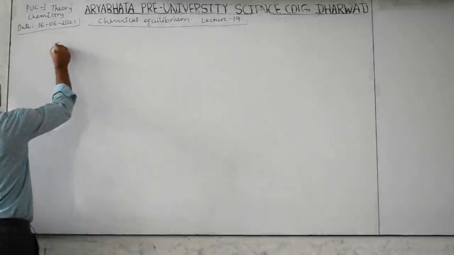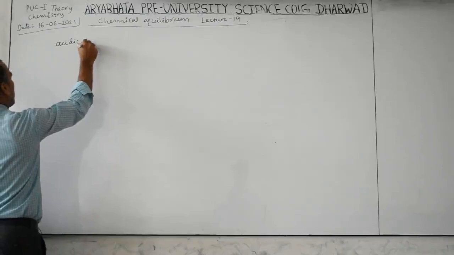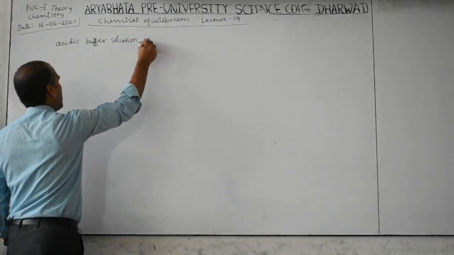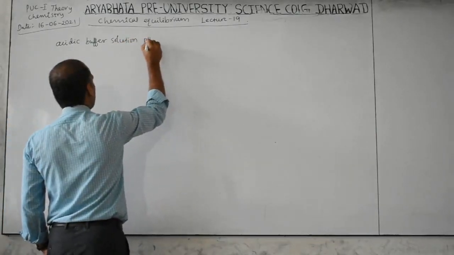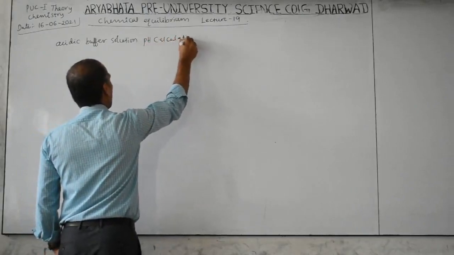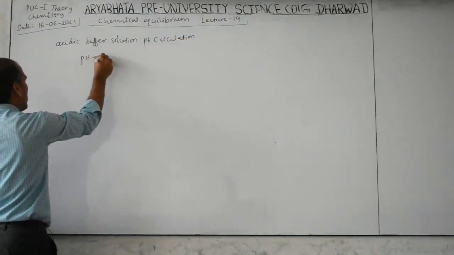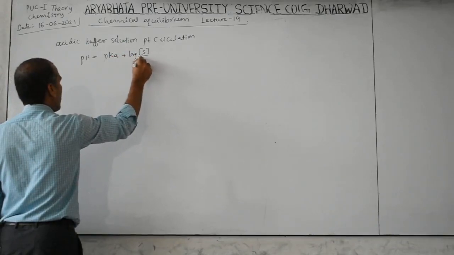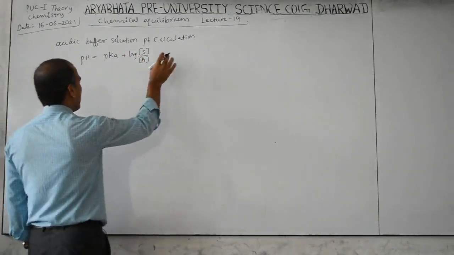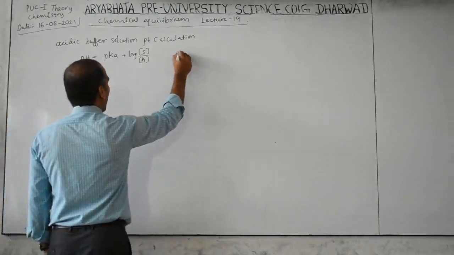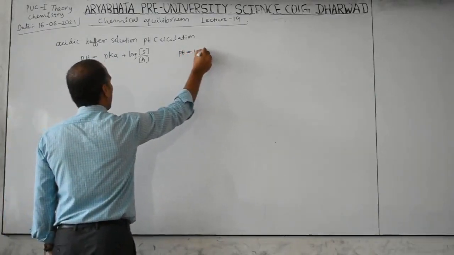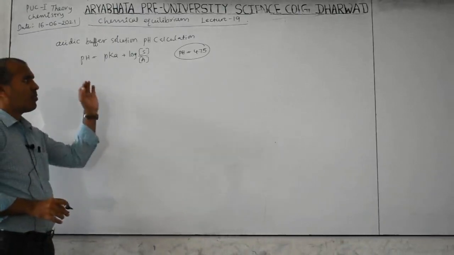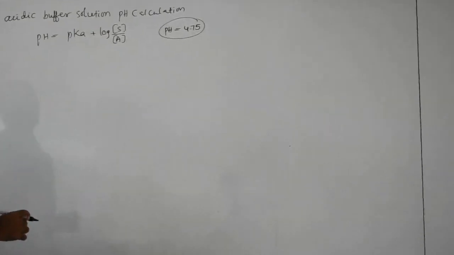Then the acidic buffer solution pH calculation formula: pH is equal to pKa plus log of salt concentration by acid concentration. This acidic buffer solution works at pH around 4.75. The acidic buffer functions properly at pH equal to 4.75.